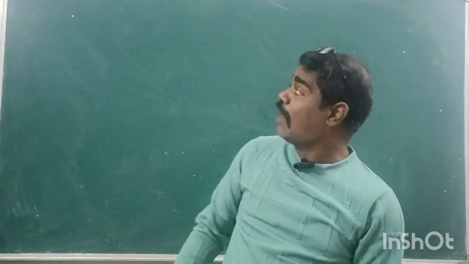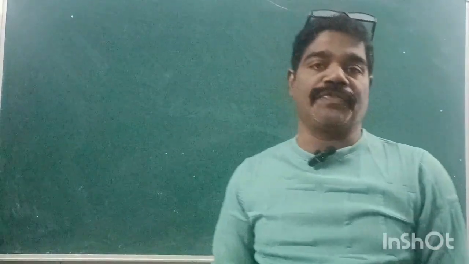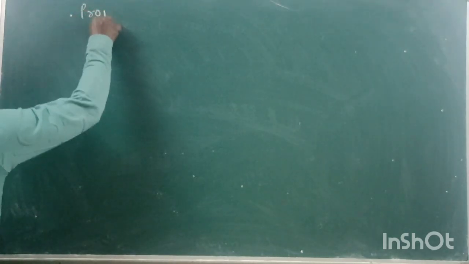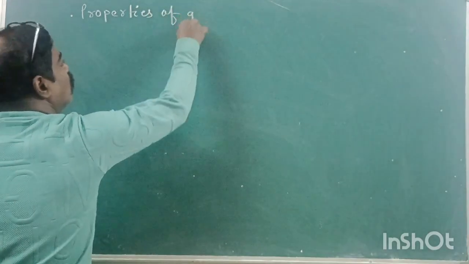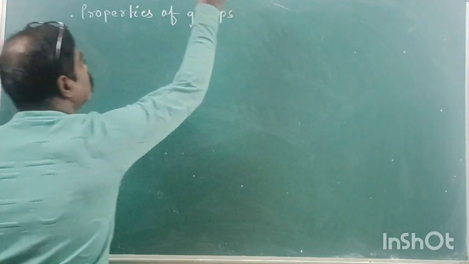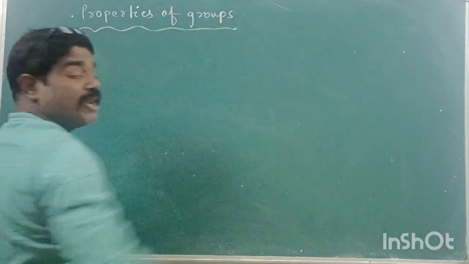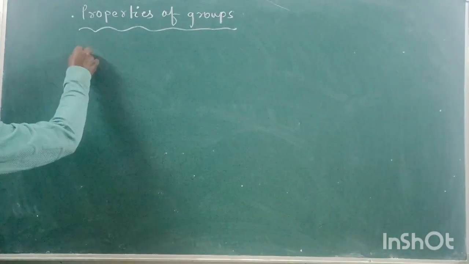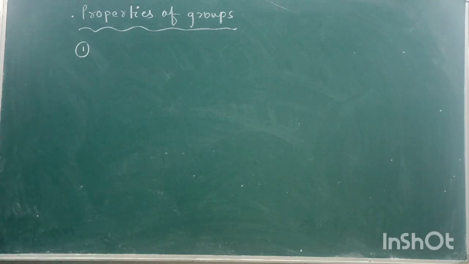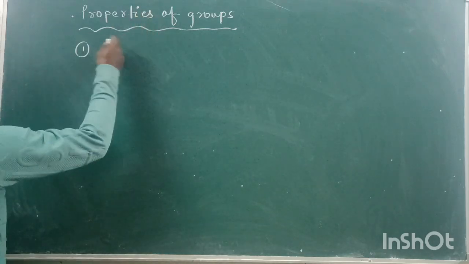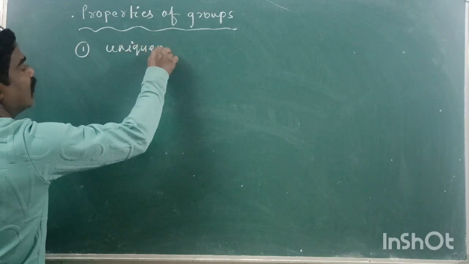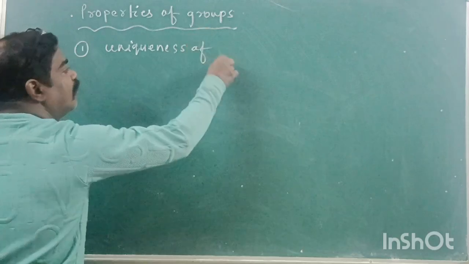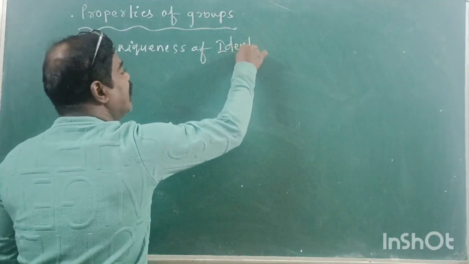Hi guys. Now I will tell you the properties of groups. These are the main properties of groups. Number 1, uniqueness of identity.